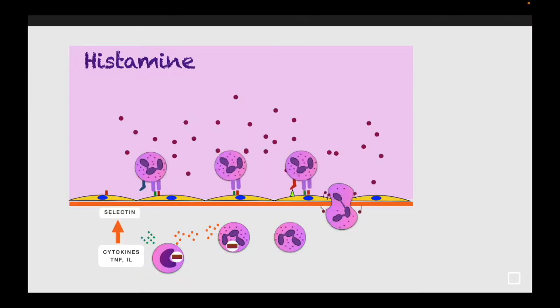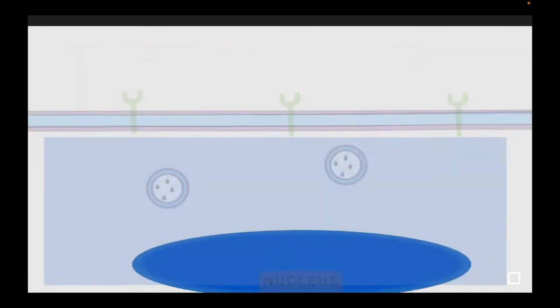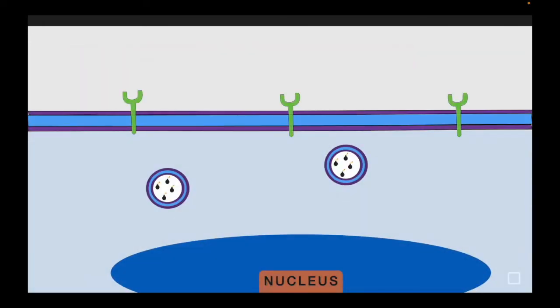What will happen after that? So here you can see the entire cycle of rolling, addition of pavementing, transmigration, chemotaxis, and then finally phagocytosis. So what happens in phagocytosis? Phagocytosis involves several steps.